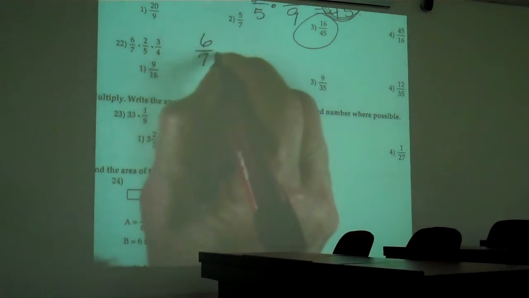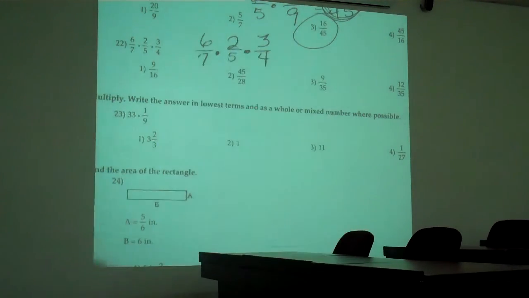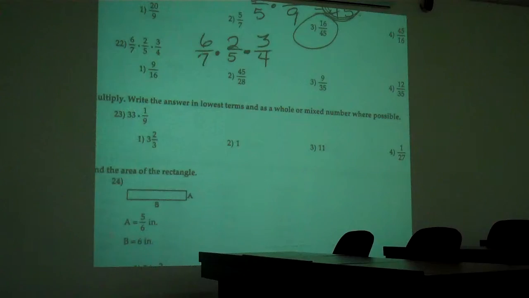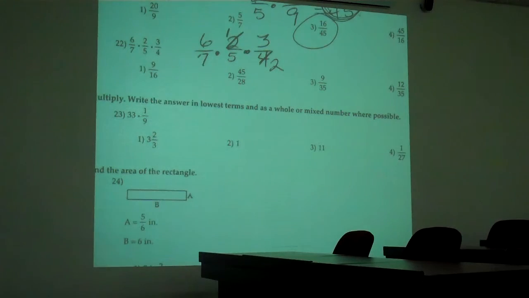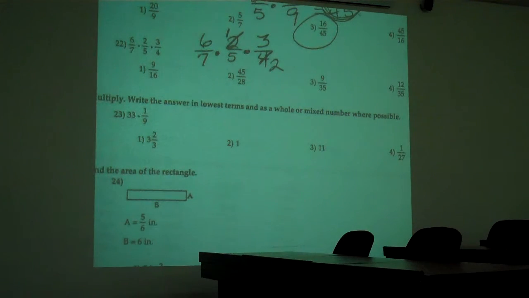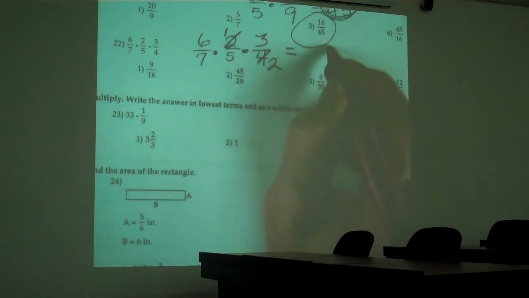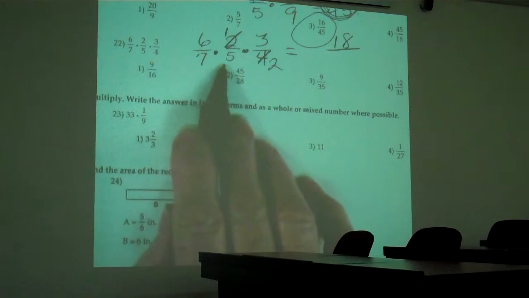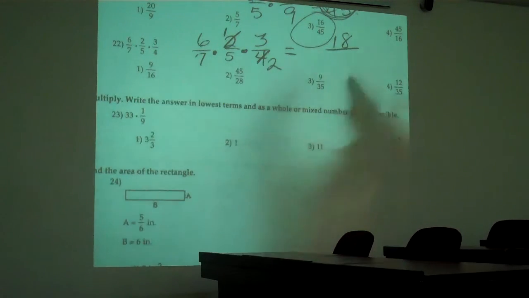Okay, number 22. We have 6 over 7, 2 over 5, and 3 over 4, all multiplied. Can we do any dividing there? The 2 and 4, divide by 2, divide by 2. How about the 3 and 6? No, because they're both on top. Only one top, one bottom. So we can't do any more dividing. So let's go ahead and do our multiplication. 6 times 1 is 6 times 3, 18. 7 times 5? 35 times 2, 70. Or you could have went 10 times 7. Still 70.